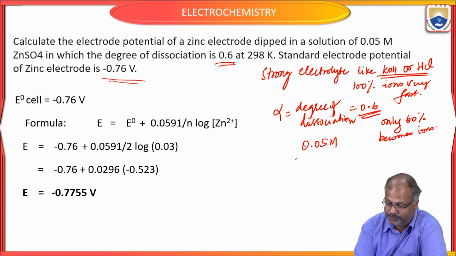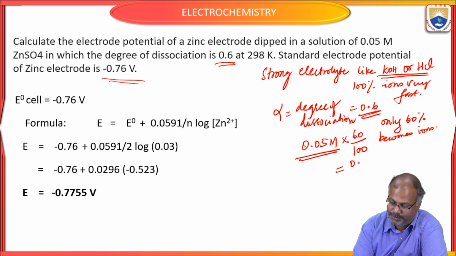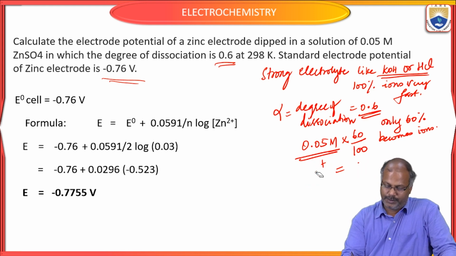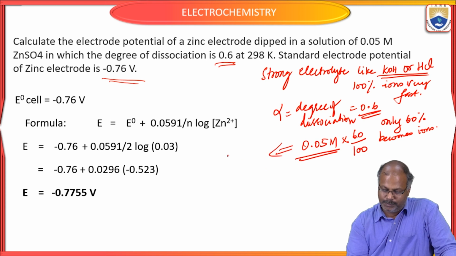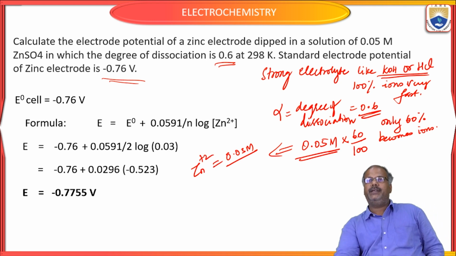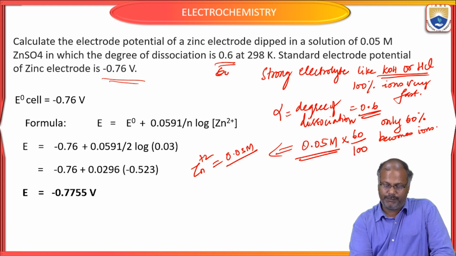Okay, that means here the concentration given is 0.05 molar, we should take into 60 by 100, which is equal to 0.03. This is the concentration of Zn2+ we have to take, because that only we have to take. 0.03 molar as Zn2+ concentration, because 0.6 means 60% only degree of dissociation.